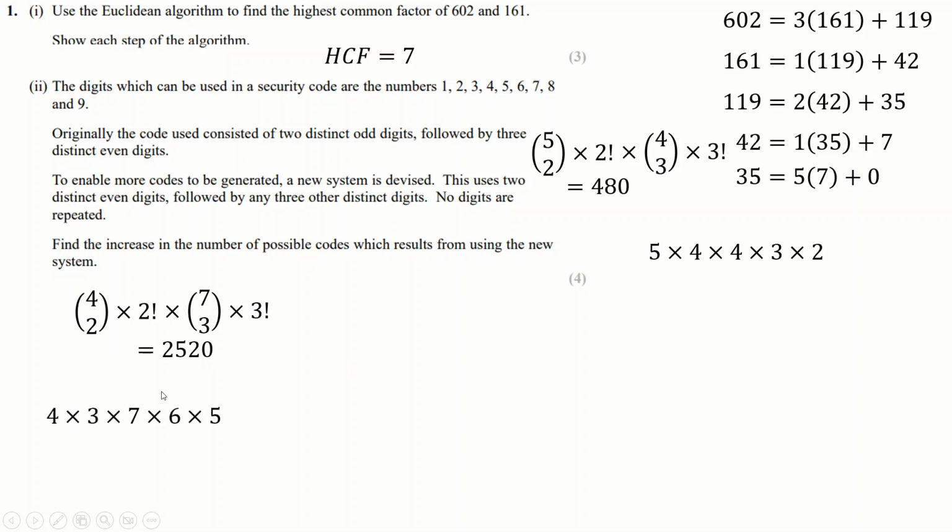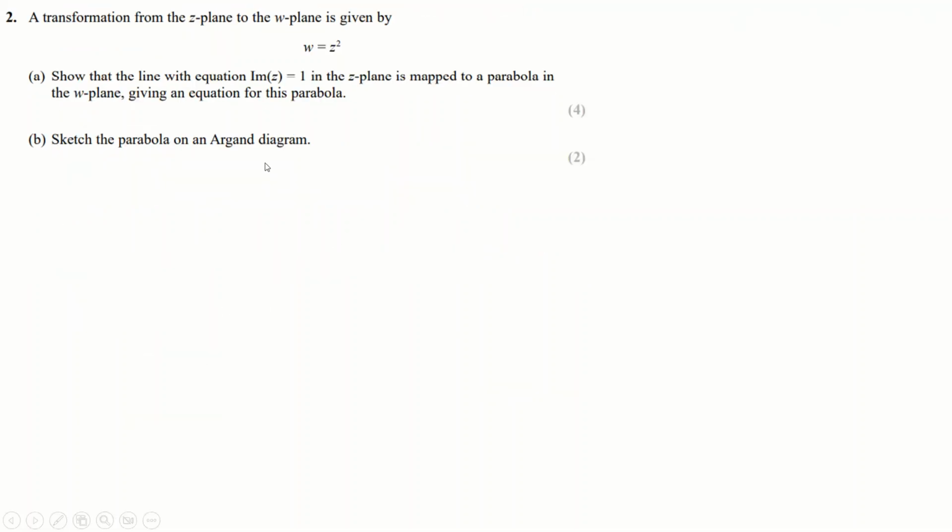Or of course you could just do this, where you say there are 4 evens to choose first, then 3, then 7 digits, then 6, then 5, and you get the same number. And then you just take away these 2 answers and you get this here. So a very, very nice, easy first question to get warmed up with.